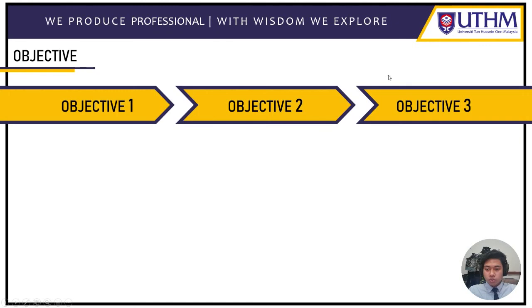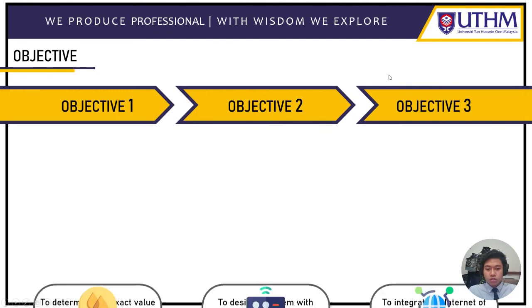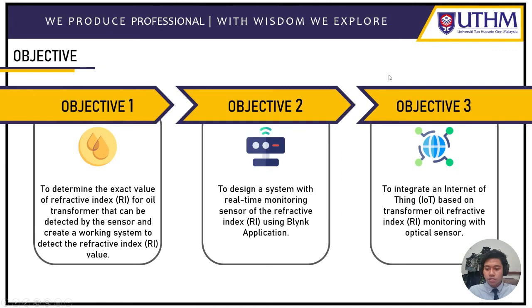So for objective, I have three objectives. The first one is to determine the exact value of refractive index RI for all transformer oil that can be detected by the sensor, and then create a working system to detect the refractive index RI value. The second objective is to design a system with real-time monitoring sensor of refractive index using Blynk application. And the last objective is to integrate an Internet of Things IoT based transformer oil refractive index RI monitoring with optical sensor.